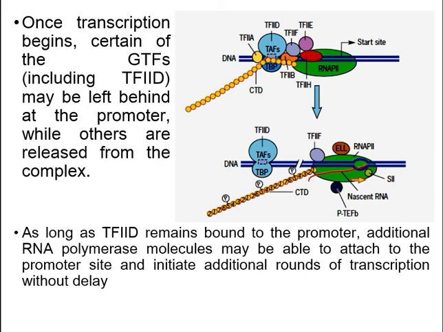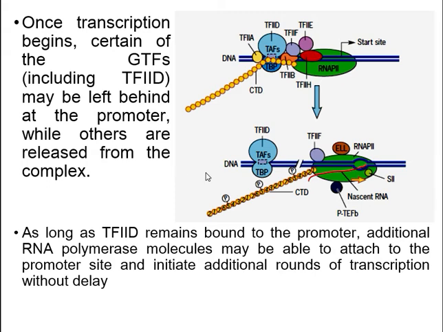As long as TFIID remains bound to the promoter, additional RNA polymerase molecules will be able to attach to this promoter site and initiate more rounds of transcription without any delay. That is why TFIID stays behind: as long as it is there, other RNA polymerases can also join and initiate transcription, so that many rounds of transcription can be done without delay. So, this is all about initiation.